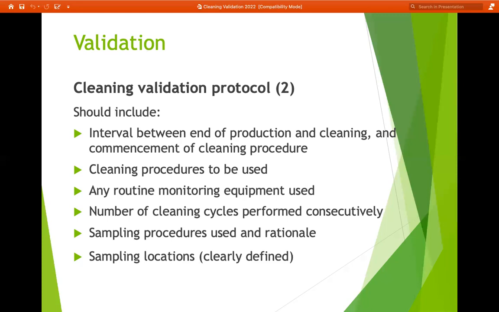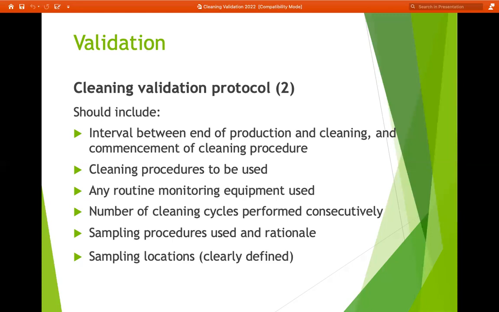You cannot go with a thumb rule that based on our experience we will use this one, and industry is using this one, so I am using this one. I was using this in my past companies, so I am using this one. That cannot be rational. Rationale must be defined based on your products which you are going to take, and based on that only your cleaning method and cleaning procedure must be evaluated.